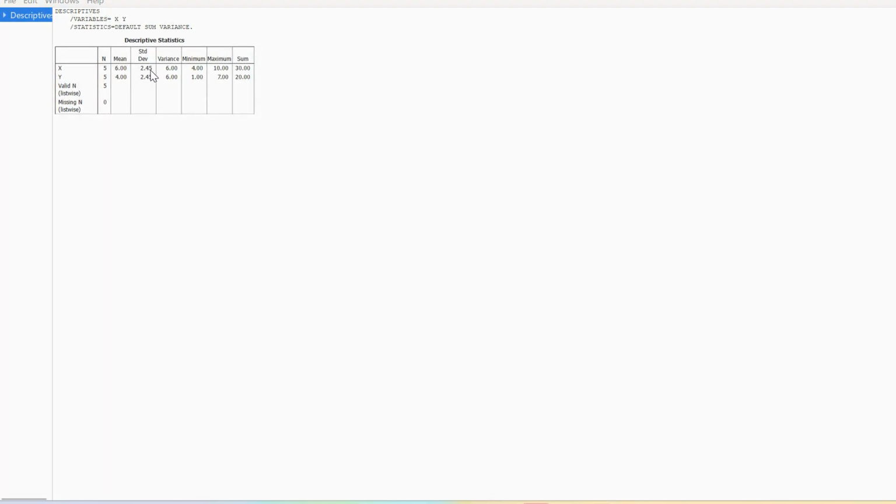So now I know the mean and the standard deviation of x. I can calculate the z-scores for the 5 people on x. I can do the same for y. Let's calculate the z-scores for x. The mean is 6, standard deviation 2.45.